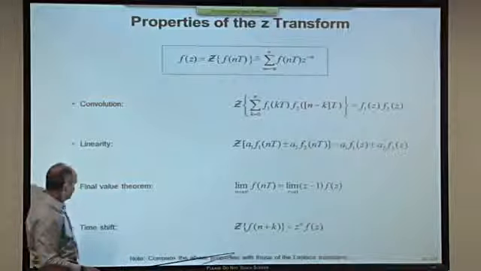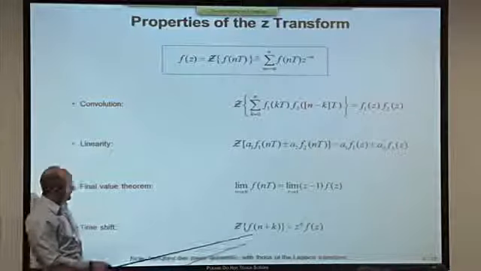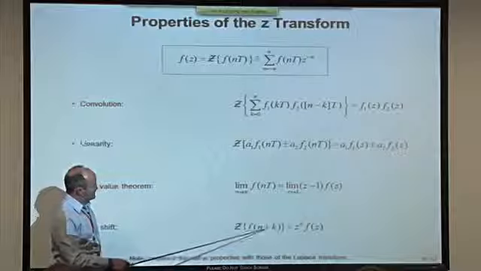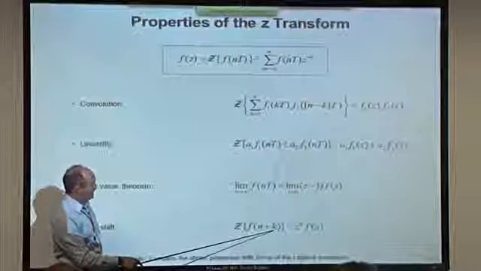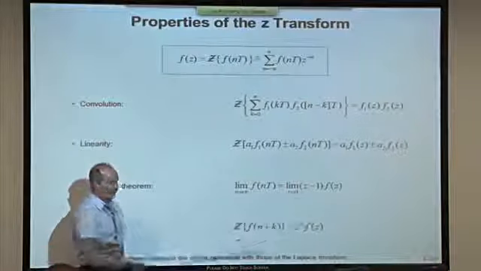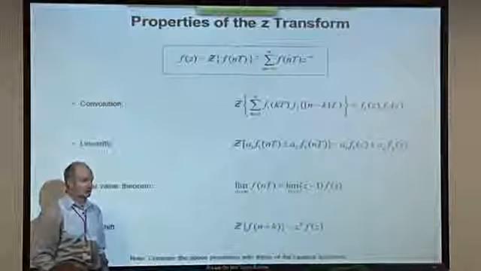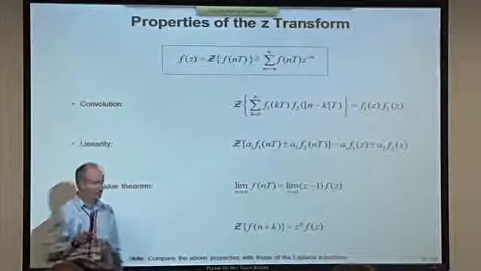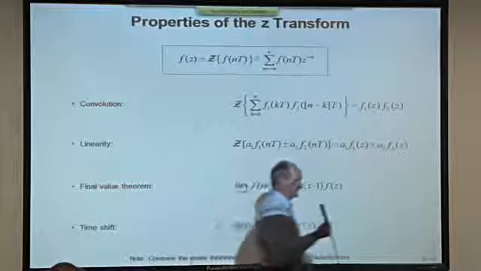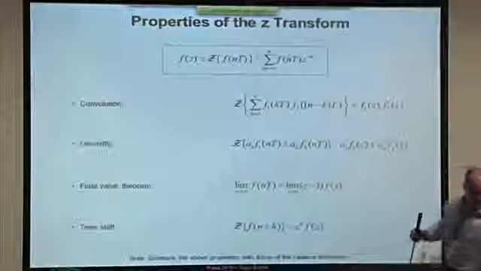And the time shifting property, well, that's the same as well, similar anyway. A discrete time sequence shifted by k is equal to z to the power of k times the Z transform of f. These are the same 4 properties as we had for the Laplace transform earlier.